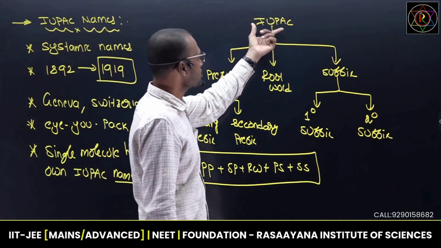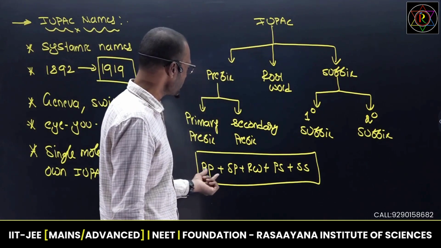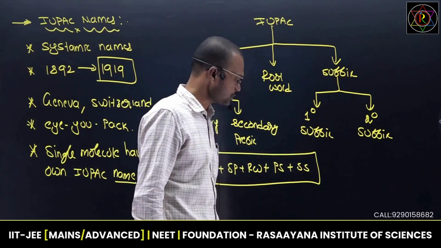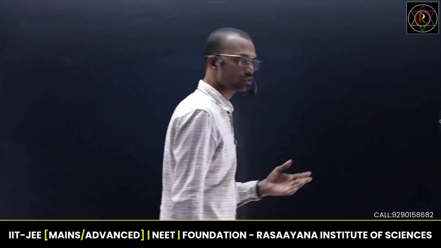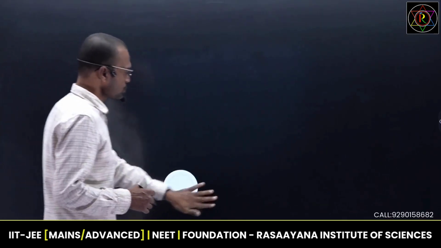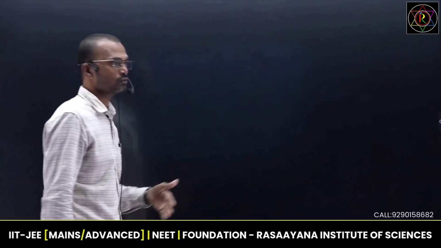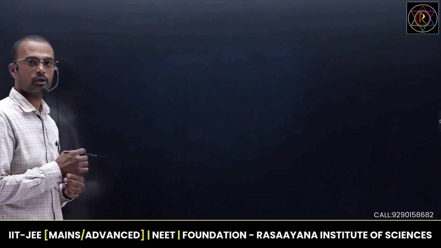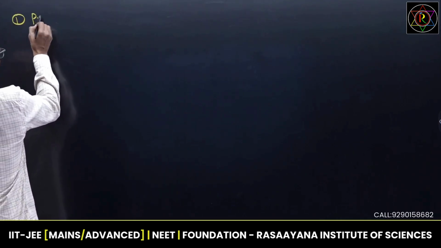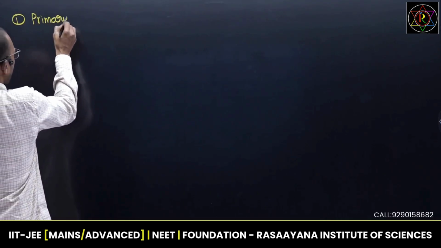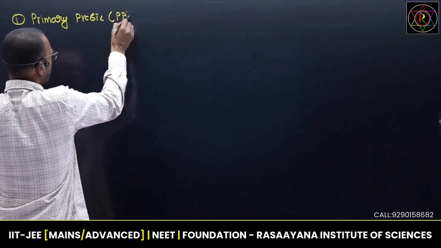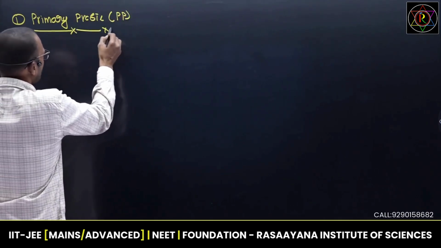So IUPAC nomenclature is generally a mixture of 5 words: primary prefix, secondary prefix, root word, primary suffix and secondary suffix. Next, we are going to discuss individual rules for an organic molecule. Before that we should know what is primary prefix, secondary prefix, etc. Okay. So first I will explain primary prefix, represented as PP. What is primary prefix? How is it helpful?